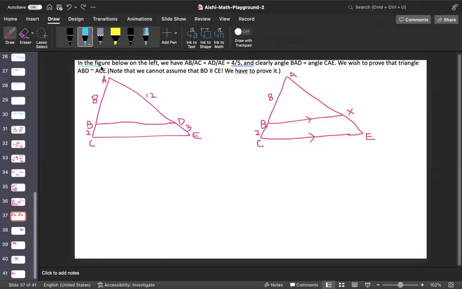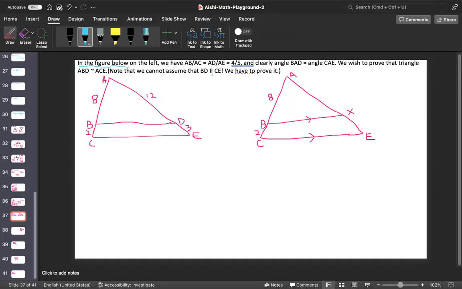In the figure below on the left, we have AB by AC is equal to AD by AE, which is equal to 4 by 5. And clearly, angle BAD is equal to angle CAE. We wish to prove that triangle ABD is similar to triangle ACE. Note that we cannot assume that BD is parallel to CE. We have to prove it.